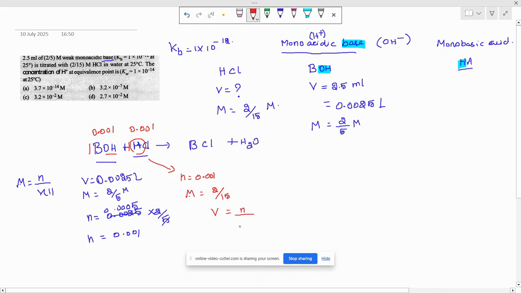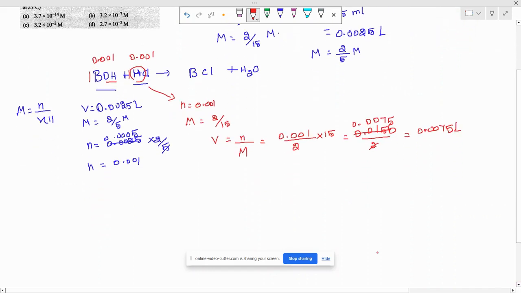So how can we find out the volume of the solution in liter? Volume in liter will be equal to number of moles divided by molarity. 0.001 divided by 2 divided by 15. So 15 I am going to take to the top. Then I will do this one, 0.015 actually it will be. So 0.075, right? So 0.0075 liter of HCl used here.